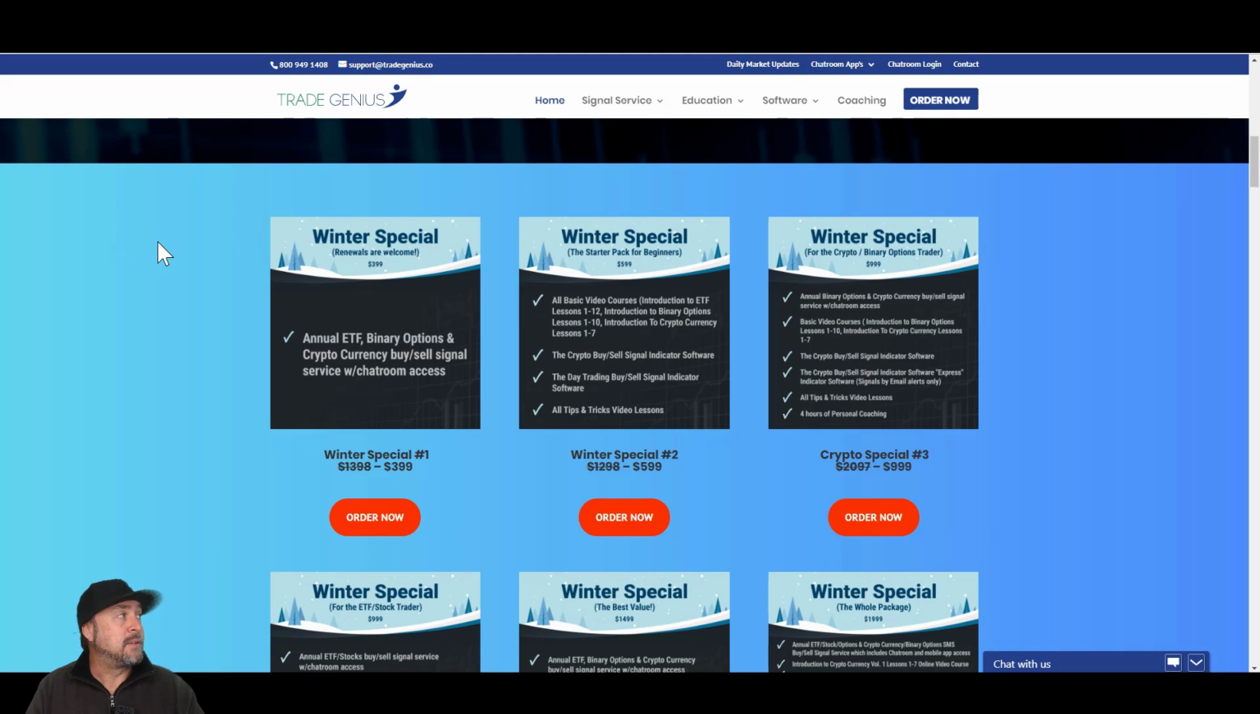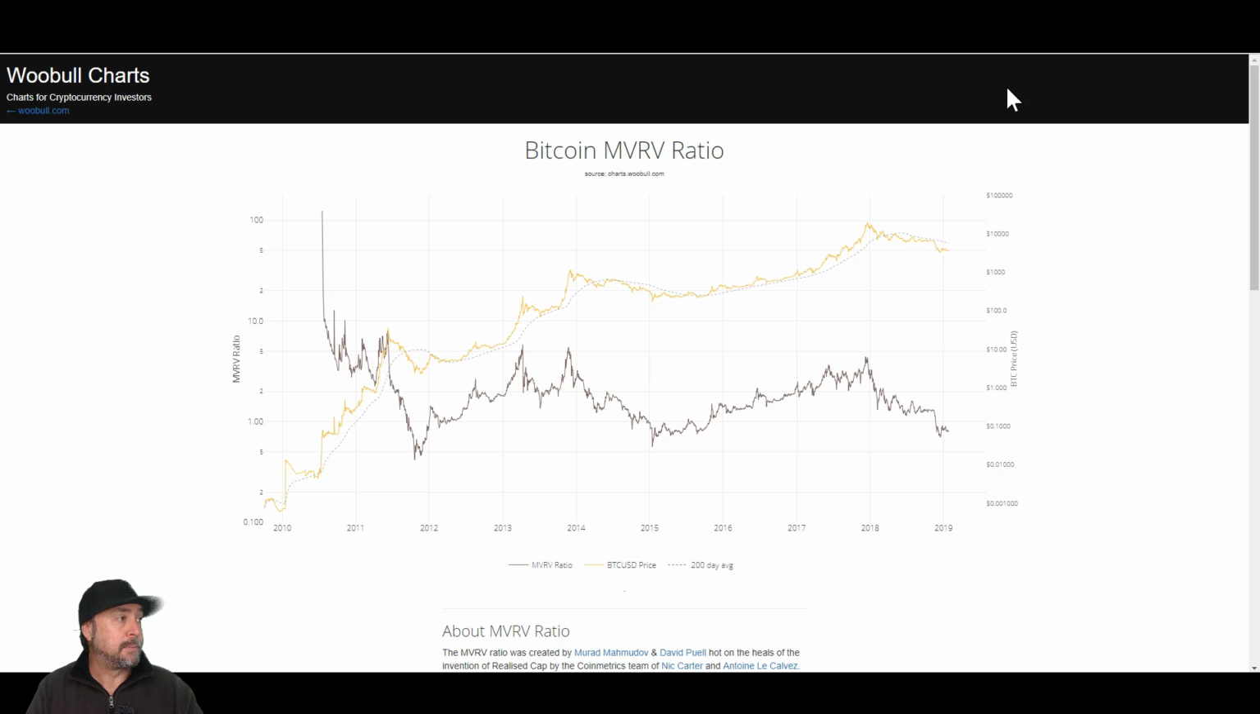All right, guys, let's dive into this chart that I'm talking about. So what we have here is the Bitcoin MVRV ratio. This is from Woobull Charts, Willy Woo. He does a really good job of finding different metrics kind of outside the box. So he provides some pretty nice charting packages on his site. If you wanted to check that out, that's woobull.com.